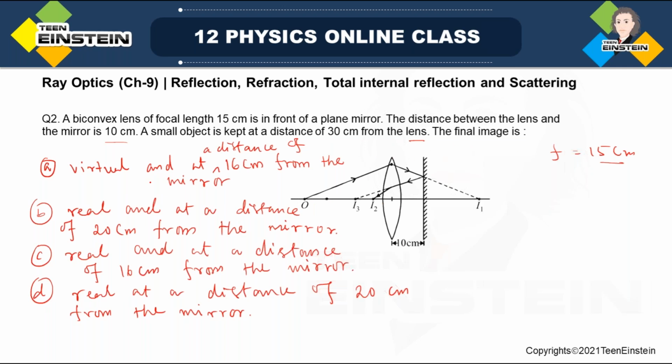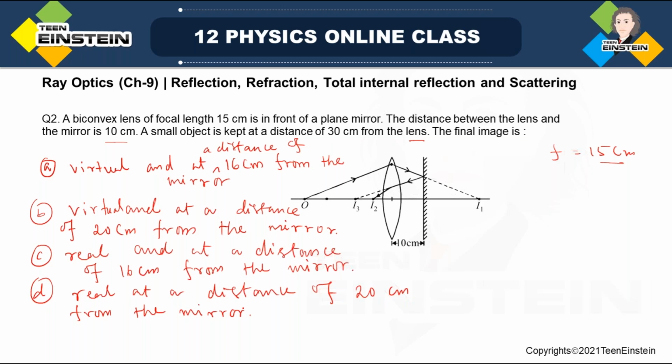Okay, sorry, the final image is virtual at a distance of 16 centimeter from the mirror, or real at a distance of 20 centimeter from the mirror, or I think these options are, one should be virtual with 20 centimeter. So the options are: virtual and at a distance of 20 centimeter from the mirror, real and at a distance of 16 centimeter from the mirror, real at a distance of 20 centimeter from the mirror.